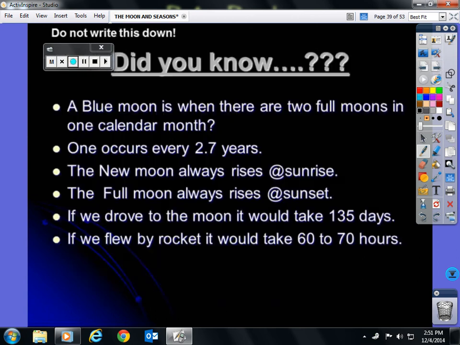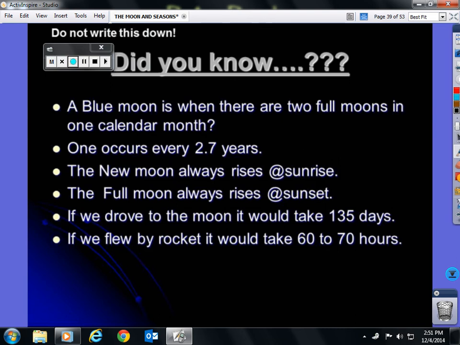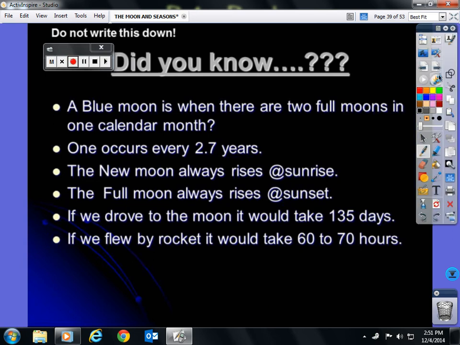Oops, let me go back. This page, you don't need to write this. This is just fun facts if you're interested in those kinds of things that have to do with the moon. So if you want to, pause it and take a moment to look at them.